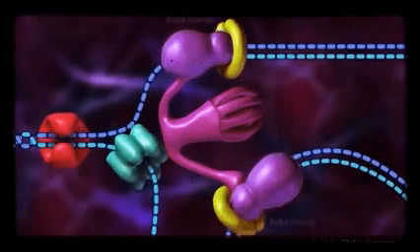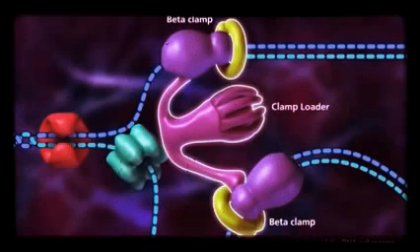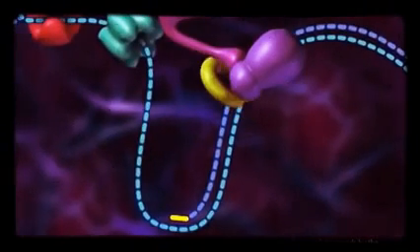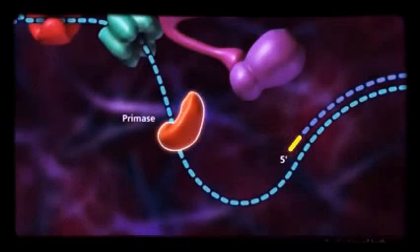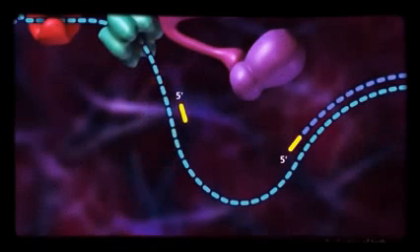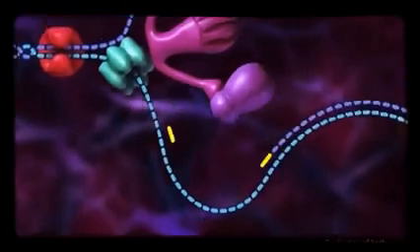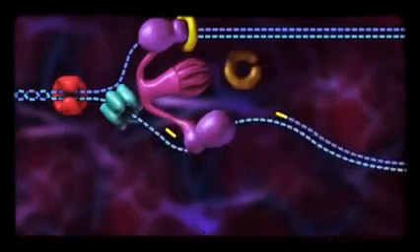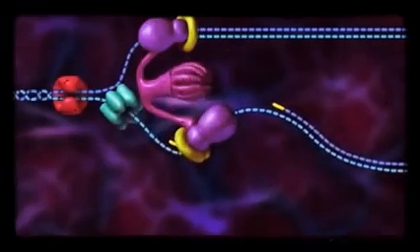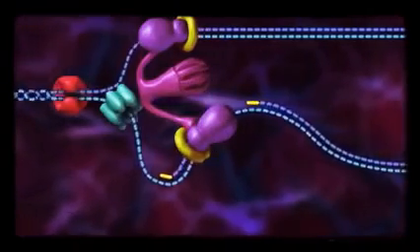Other proteins, such as beta clamps and the clamp loader, help hold the DNA polymerase in place on the DNA. Short sequences of RNA, called primers, have to be paired to the template strands by the enzyme primase because DNA polymerase cannot begin to add nucleotides without a primer. Replication of both strands occurs at the same time, one using continuous synthesis and the other discontinuous.